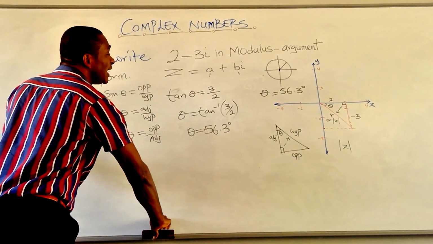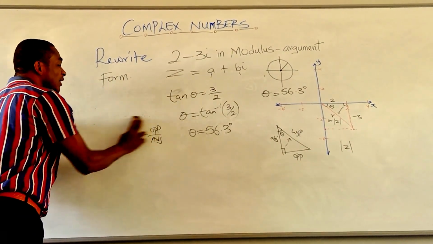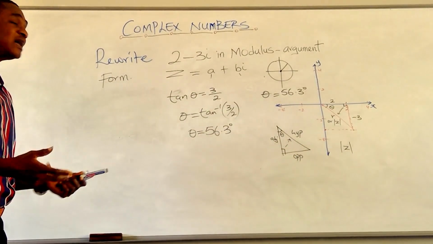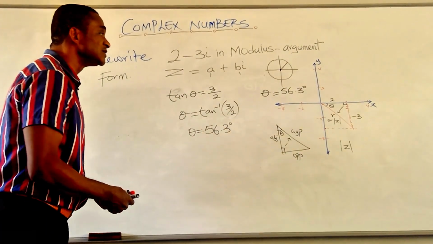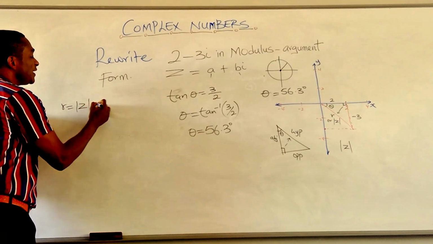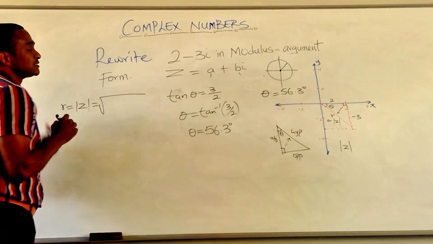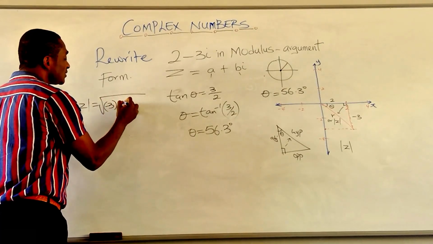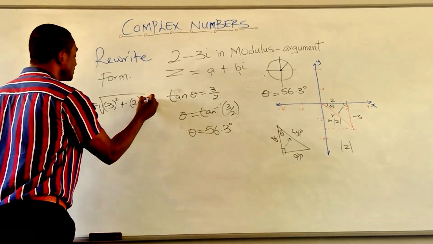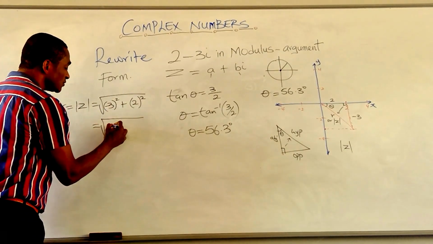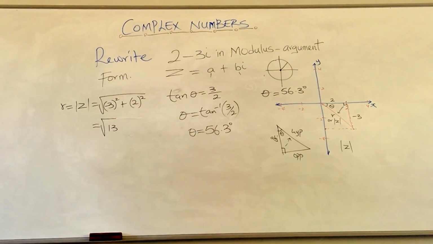Now we have one more thing left. We have gotten our argument, but we need to get our modulus. The modulus is gotten using Pythagoras because it's the length of a side in that triangle. So our radius, or what we call the modulus, will be, according to Pythagoras theorem, the square root of the opposite squared plus the adjacent squared. So we have here root of 9 plus 4, root of 13. So root of 13 is our modulus.